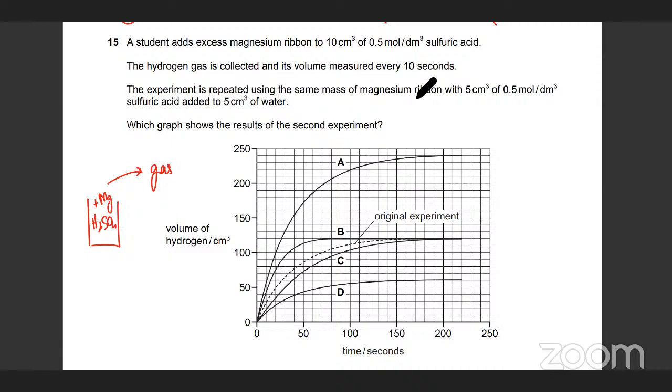The experiment is repeated using the same mass of magnesium ribbon with 5 cm cube of 0.5 mole per dm cube sulfuric acid added to 5 cm cube of water. Remember, magnesium ribbon is in excess, so the quantity of magnesium ribbon doesn't really matter. You've added too much of it. So he's using the same mass of magnesium ribbon. So what's going to happen? Would the reaction be slower or faster? This is the original experiment.